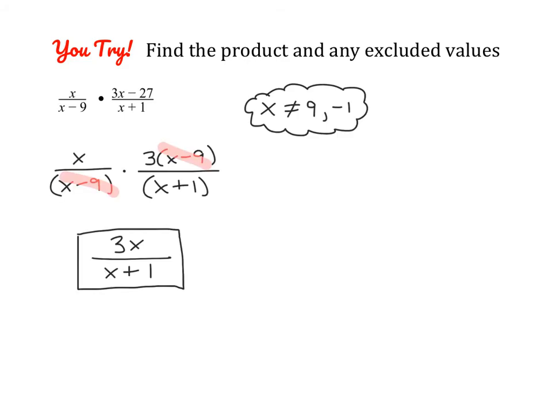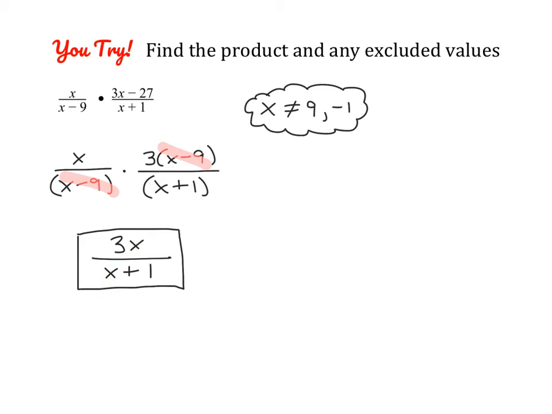All right, so go ahead and check. Here I factored just the numerator, and from our denominators we can see that we have 2 excluded values. x cannot equal 9 or negative 1. Then you'll see we have a common factor of x minus 9, which will cancel out, leaving us with 3x over x plus 1.